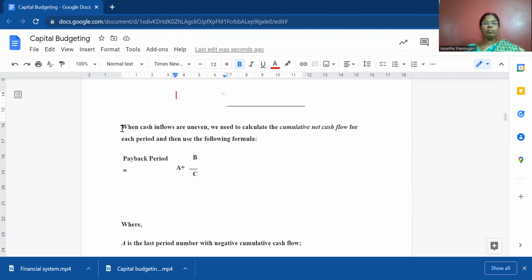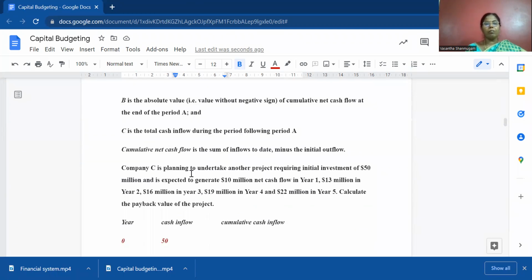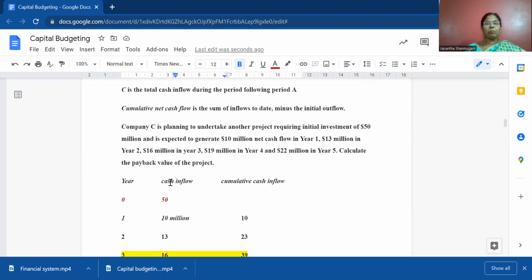So when cash inflows are uneven, what do we have to do? We need to calculate the cumulative net cash flow for each period. Then you have to use the following formula, where A is the last period. We'll discuss that later. Let me first explain the problem, then I'll discuss the formula.